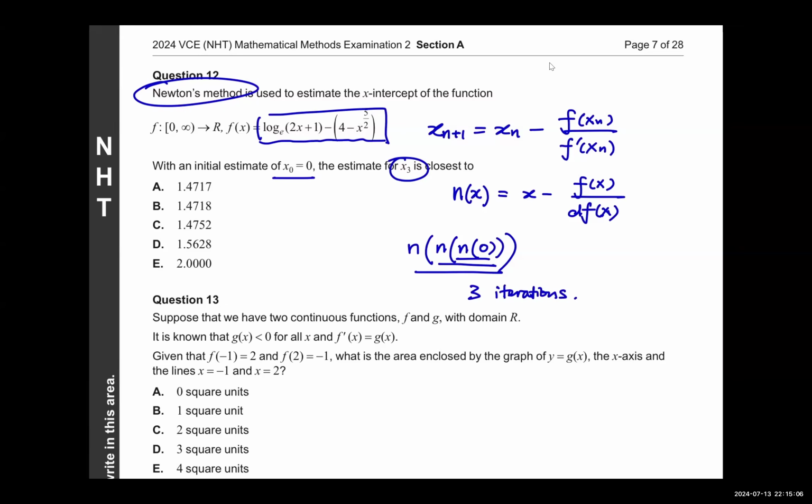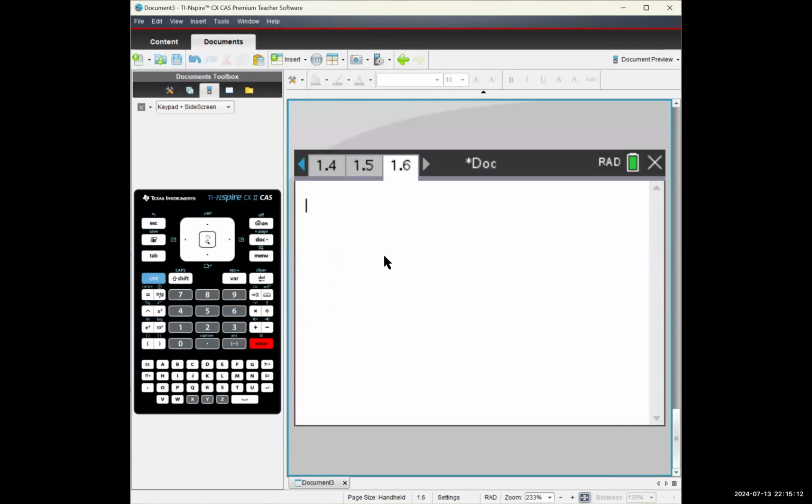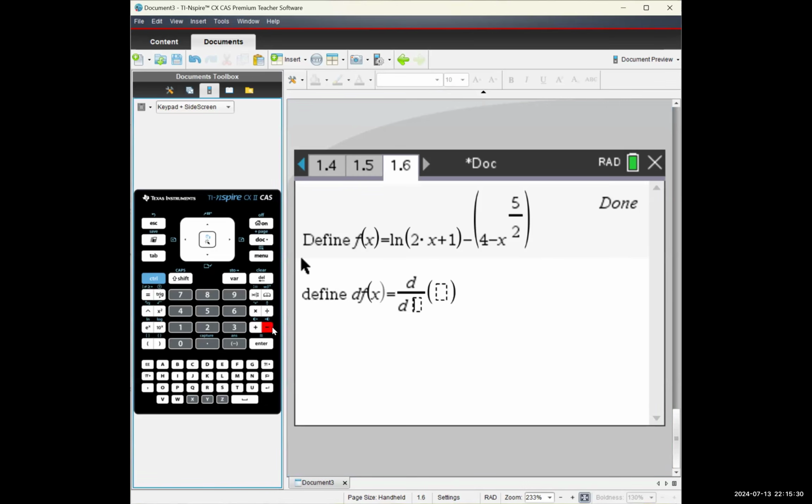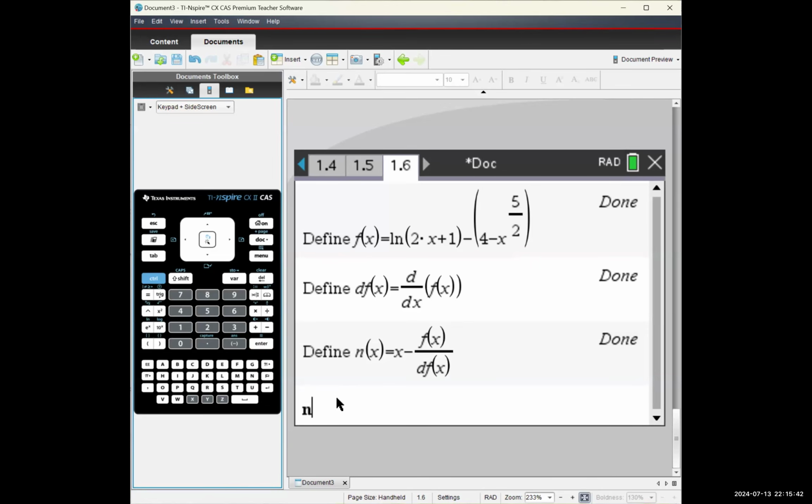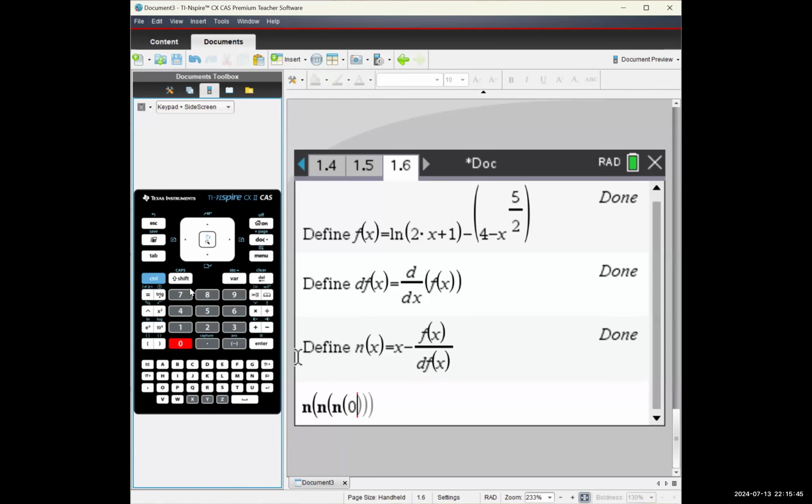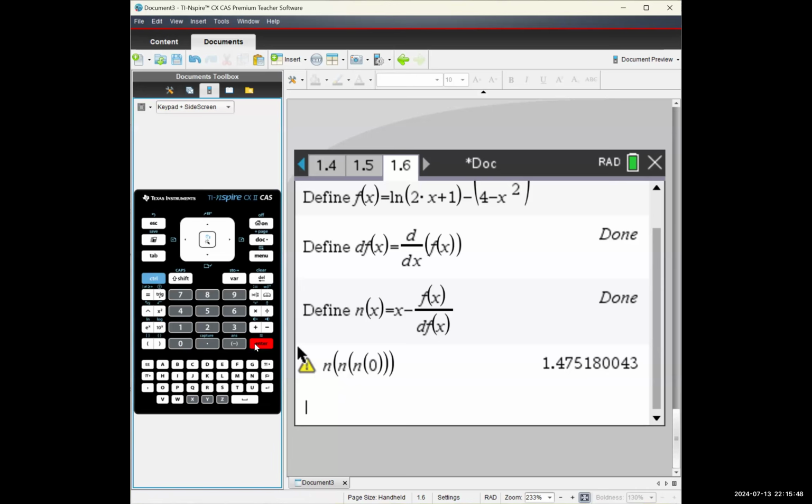And let's just trust our CAS calculator if we do everything properly. Define f of x as natural log of 2x plus 1, subtracting 4 minus x to the power of 5 over 2. Then we can define df of x equals shift minus f of x, and then define n of x equals x minus f of x over df of x. So now we can have n of 0. And we just need the decimal answer, Control Enter.